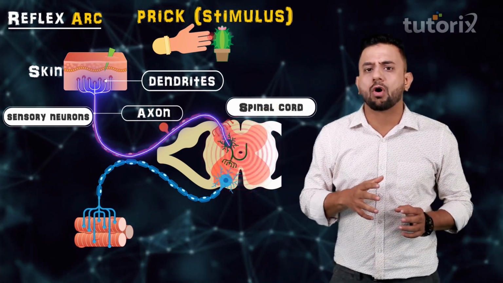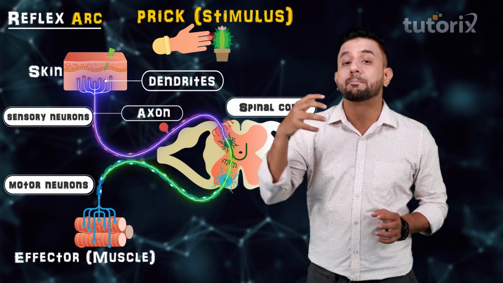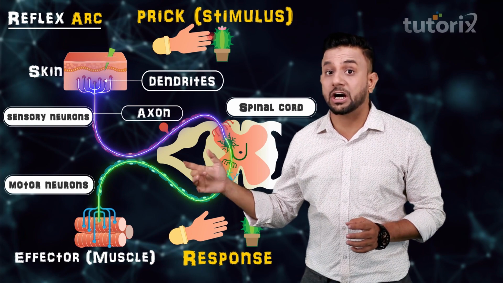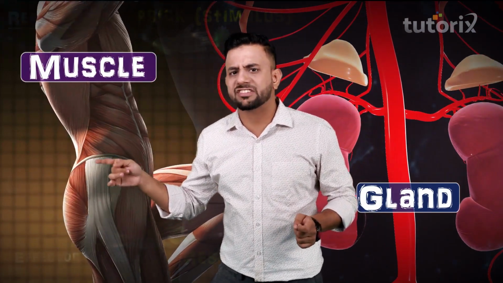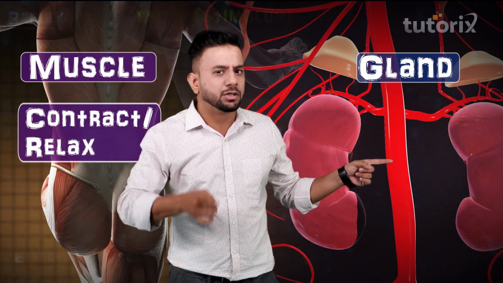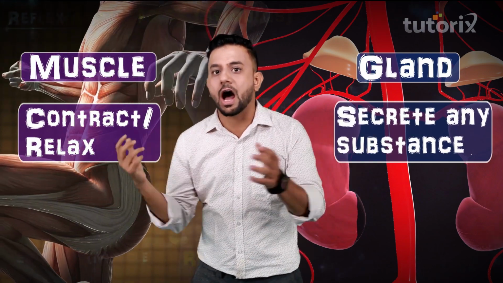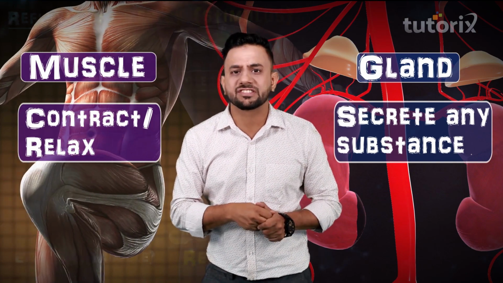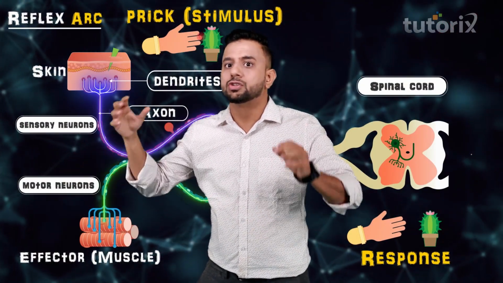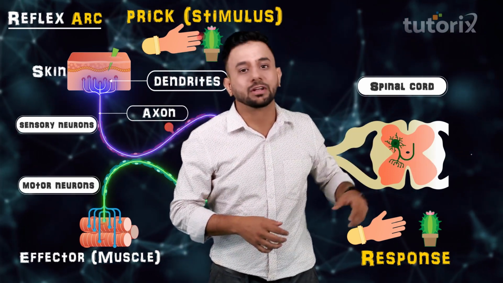And from the spinal cord, by means of motor neurons, the information in the form of impulses reaches the effector. And you know what is an effector? An effector can be a muscle, an effector can be a gland. If there is a muscle, the motor impulse will tell the muscle to contract or relax. And when there is a gland, the motor impulse will tell the gland to secrete a substance. And this is how the reflex action takes place: from the sensory neurons to the spinal cord and through the motor neurons to the muscle or the gland.